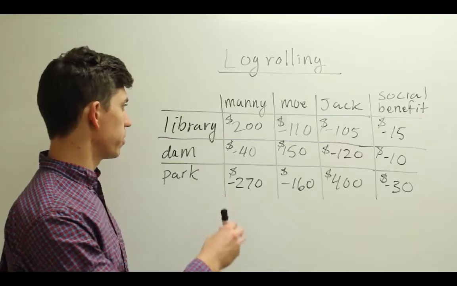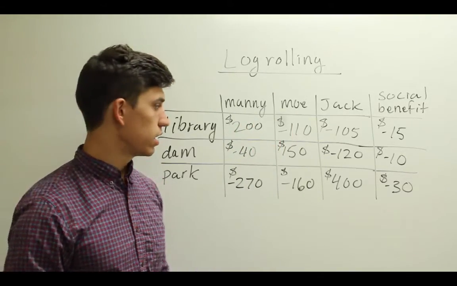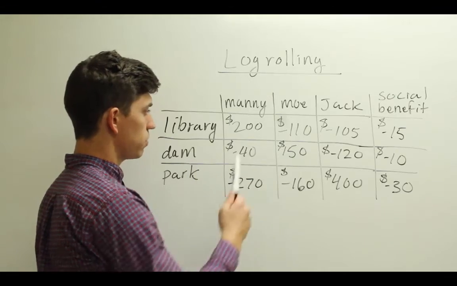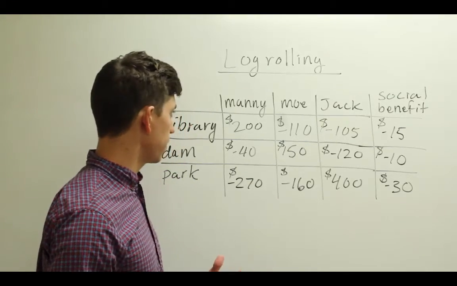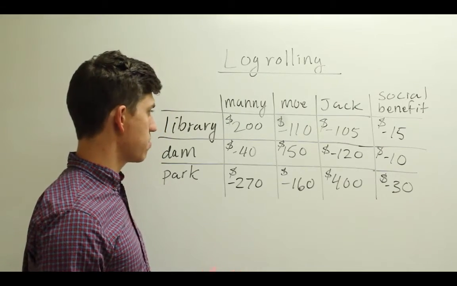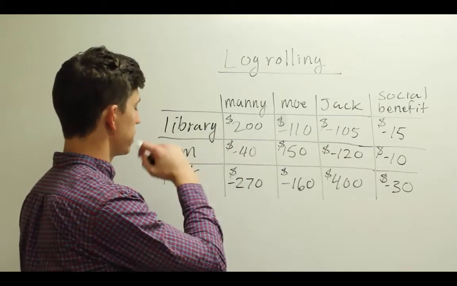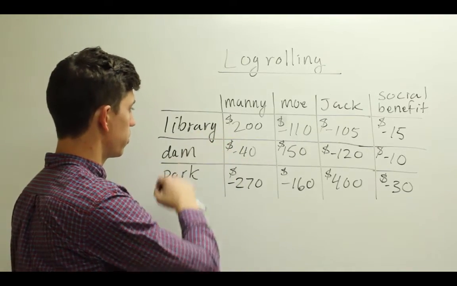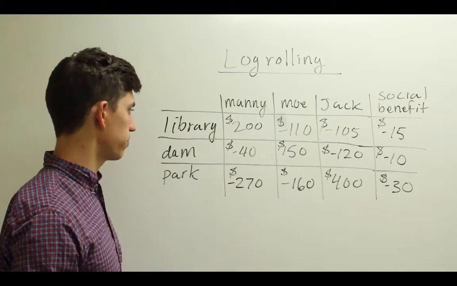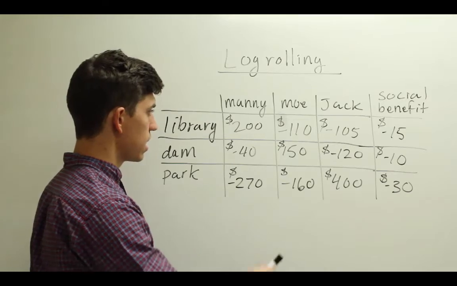So what could happen though is that Manny and Mo decide to trade votes with each other. In that case, Mo gets a positive $150 worth of benefit from the dam and loses 110 from the library, but that's still a net 40 from this project. Similarly, Manny gets a positive 200 from the library and only loses 40 from the dam. So he's going to end up with a net positive of 160, and Mo ends up with a net positive of 40.